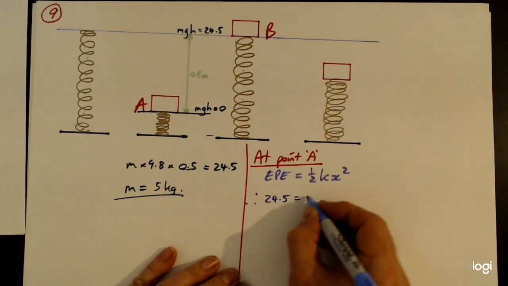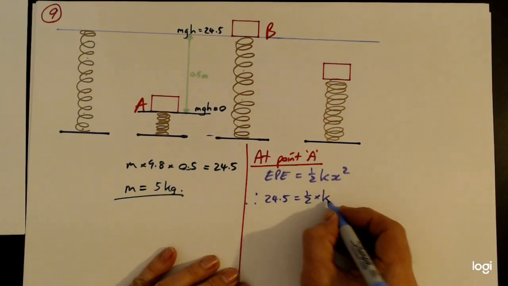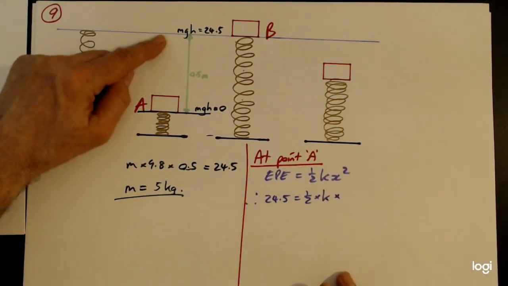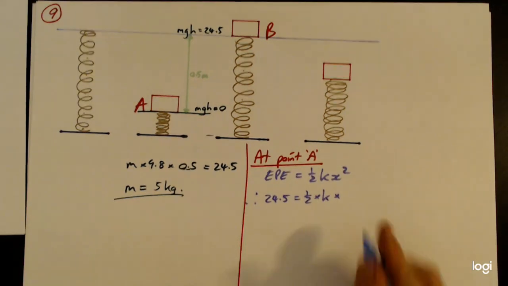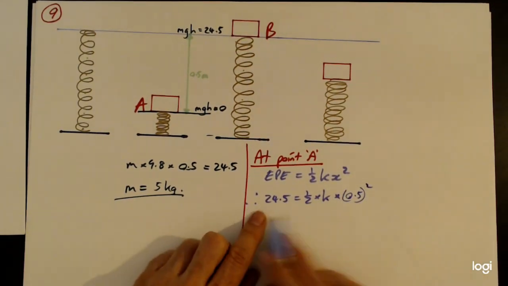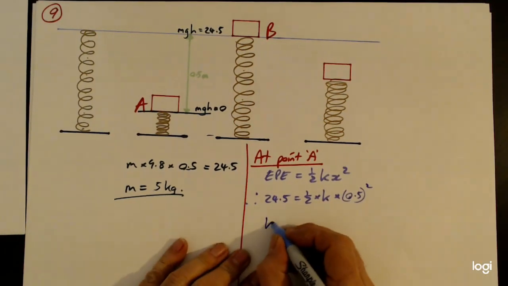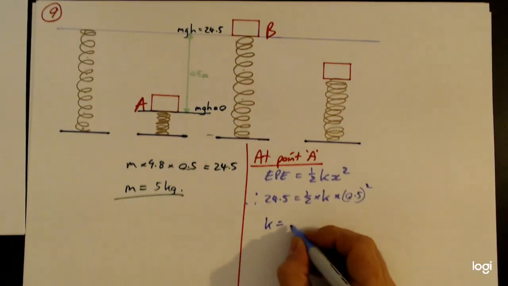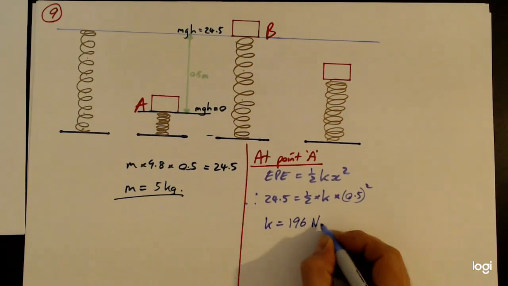24.5 equals a half times k times it has been compressed by half a meter, so it's 0.5 squared. And you just have to solve that for k. Okay, and therefore k equals, and of course they gave it to us in the question, 196 newtons per meter.